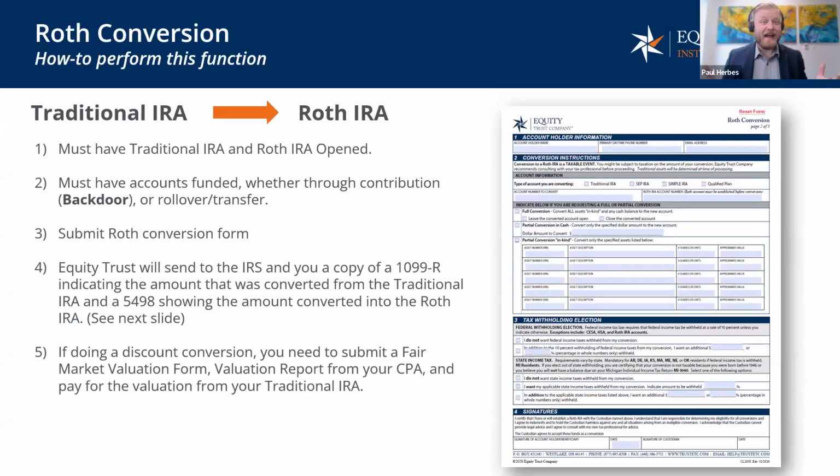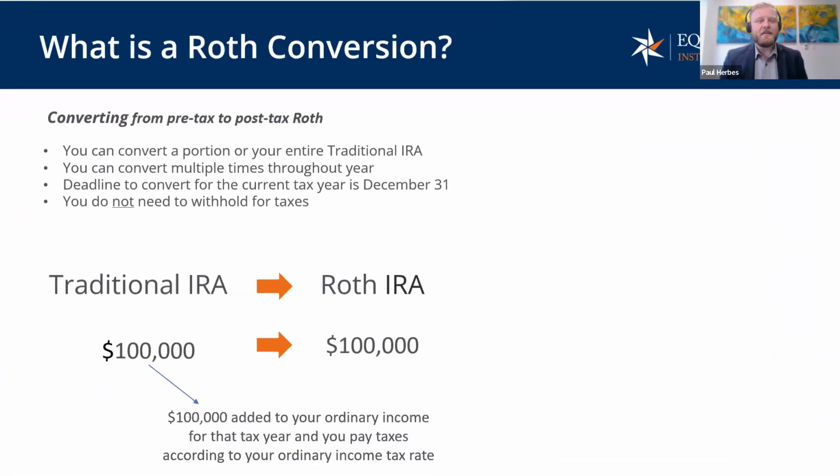Now, what does that actually take? After both accounts are opened, you'd fill out a Roth conversion form. We would send a copy of that 1099-R over to the IRS and you, the same as that Form 5498, which is going to document that Roth conversion. An amazing, amazing tool. Now, on the bottom here, it'll briefly touch on discount conversions. We'll dive headfirst into that here in a second.